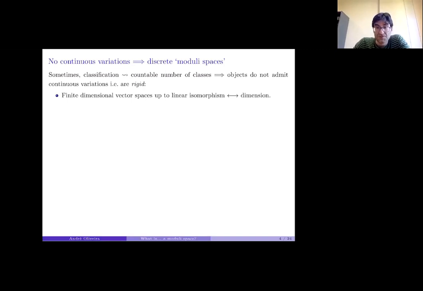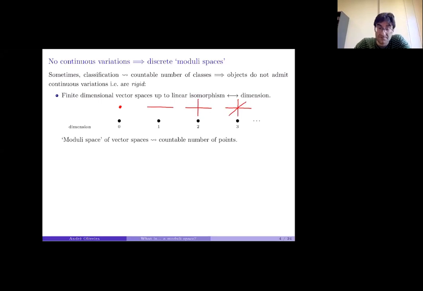So suppose we want to classify finite dimensional vector spaces up to linear isomorphism. Well, these are easily classified. We all know that vector spaces are classified by their dimension. If you have two vector spaces of the same dimension, then they are isomorphic. Okay, so here we have dimension zero, dimension one, two, three, and so on. So the moduli space is just this countable number of points, which is N, or N zero if you want. Okay, so not much here.